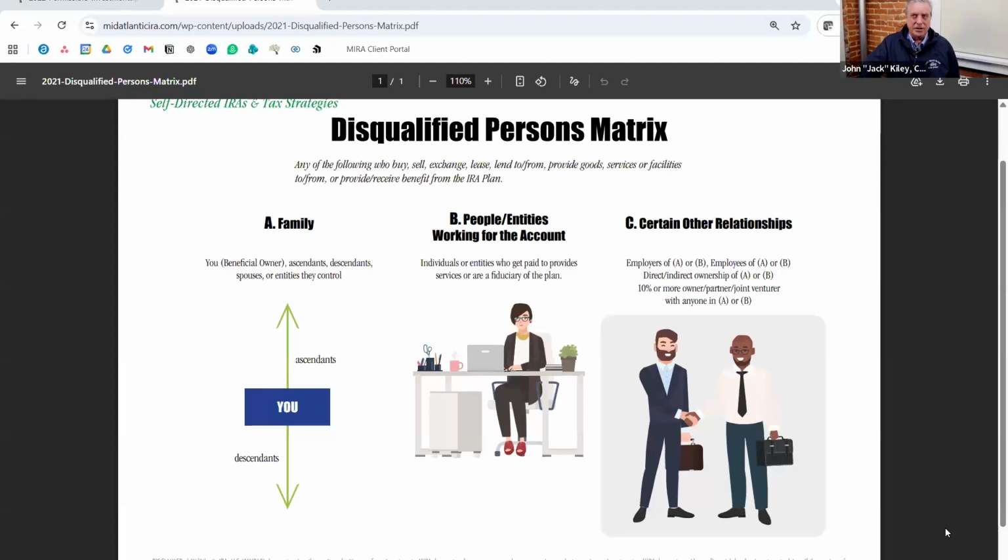Someone asked, can my IRA partner with my wife's IRA to buy a property? The short answer is yes. So I went through the disqualified person rules, and if you could show that again for a second, Siobhan. When you're looking at this, remember I said transactions, so buy, sell, lend, lease, borrow. And these are transactions between the two parties.